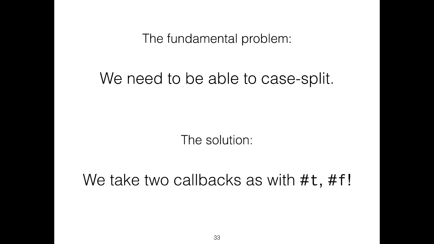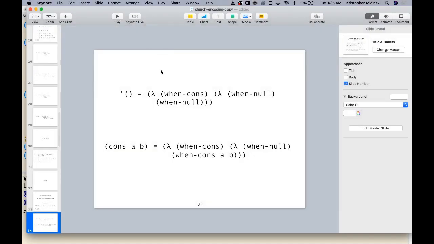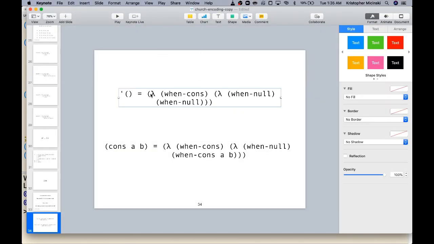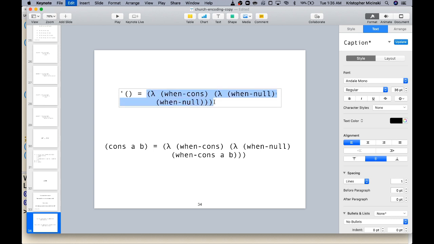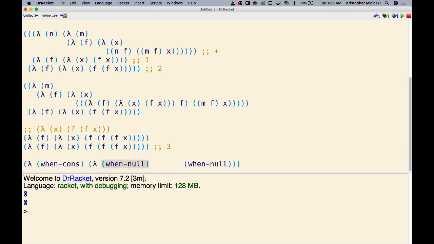So the solution is that we're going to take 2 callbacks, just like we did with true and false. So we're going to treat the empty list as a function that basically works like this. The empty list is going to be something like a function that takes a callback for when the value is cons, and a value for when it's null. We're going to call when null on 0 arguments, because null is not really providing any arguments.